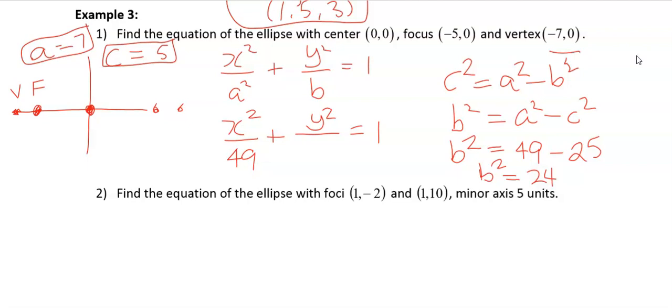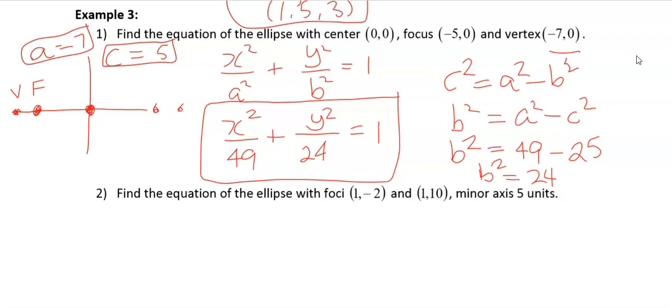Now, remember, that means that b is the square root of that number. But you're not graphing this. You don't need your b in your equation. Oops, I forgot my squared right there. Look, in your equation, you need b squared. So really, you don't need to do anything else except put down what b squared is under the y squared. b squared is 24. Right there. And that's your equation, everybody. That's the equation of your ellipse, given the center, a focus, and a vertex.